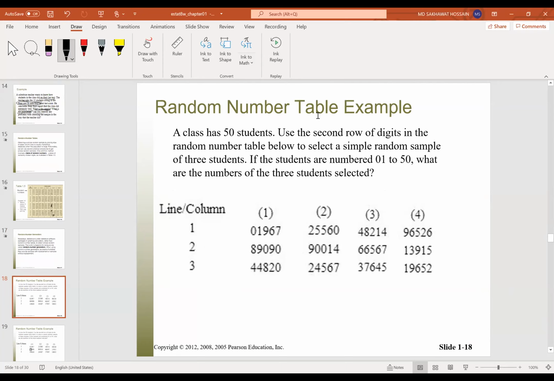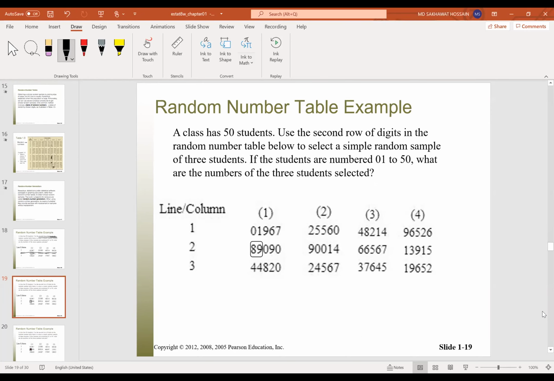Okay, so there is another example of a random number table. A class has 50 students. Use the second row of digits in the random number table. So this is the second row. We'll use this row to select how many students? We want to select 3 students, right? Yes, 3 students, and the numbers are from 1 to 50. So what are the numbers of the 3 students selected? Now you have to determine the numbers selected for the 3 students. We'll start from the second row.